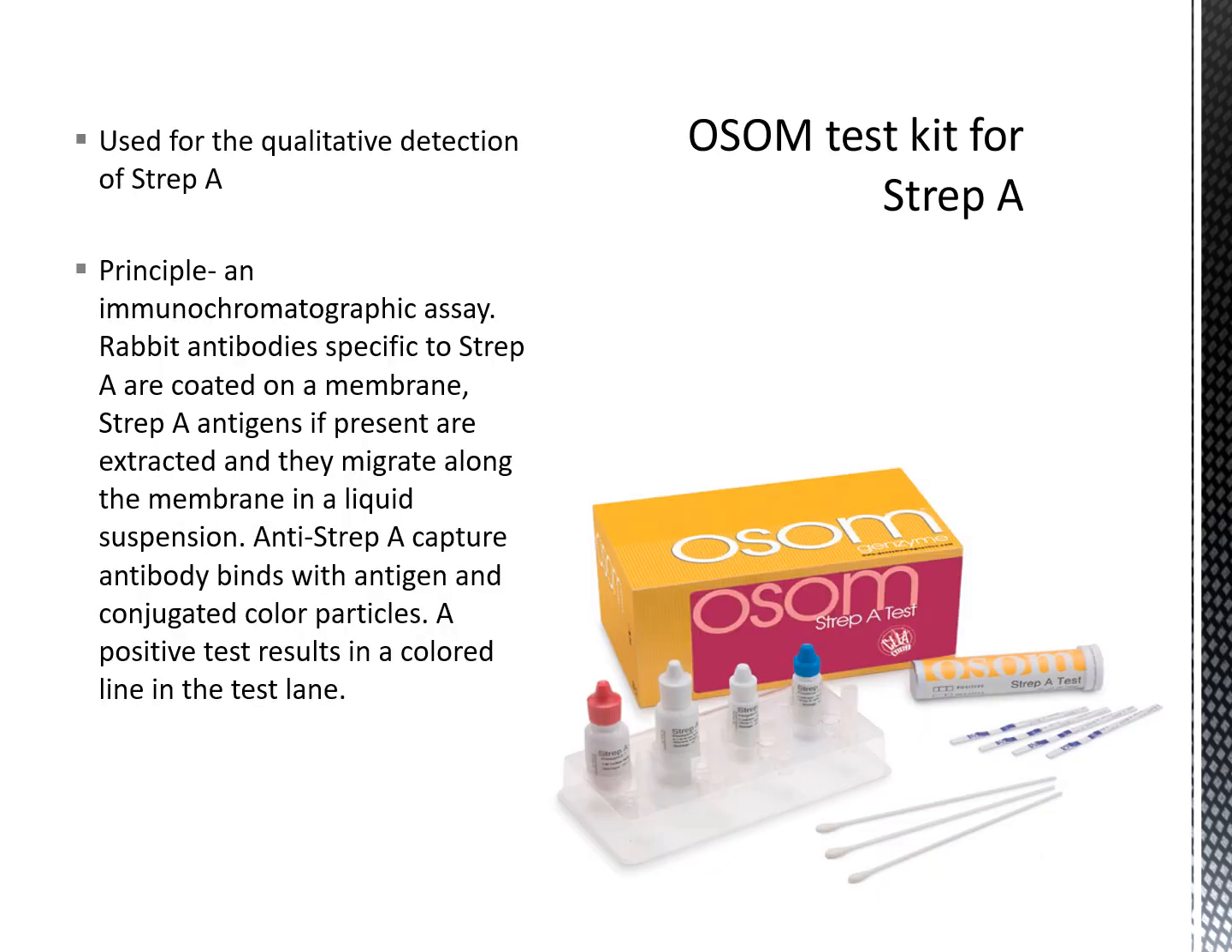The OSOM kit for Strep A is very similar to the Immunostics kit that we just talked about. Here we have an immunochromatographic assay where the rabbit antibodies are specific to Strep A and they're coated on a cellulose acetate membrane. The Strep A antigens, if present, are going to be extracted from the organism and they're going to migrate along the membrane in a liquid suspension. Anti-Strep A capture antibody binds with the antigen and forms a colored line when it links up with the conjugate. A positive test is indicated by 2 colored lines in the test lane.